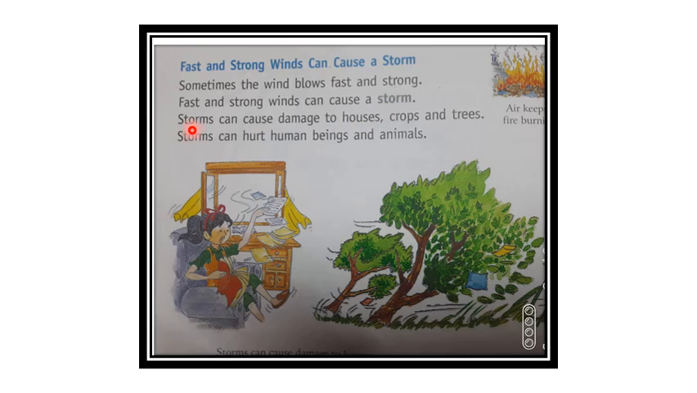Now see what they are saying. Storms can cause damage to houses. See, I told you houses. To crops. Crops means what the farmers are growing in the field. You know, we are having food. From where is it coming? Yes, because the farmers are working and they are growing the crops. From there we are getting the crops, and due to the storm these crops are getting damaged and the trees also fall. See, here you can see the trees are falling. Storms can hurt human beings and animals. As I told you, they can take the lives also of the human beings and animals.